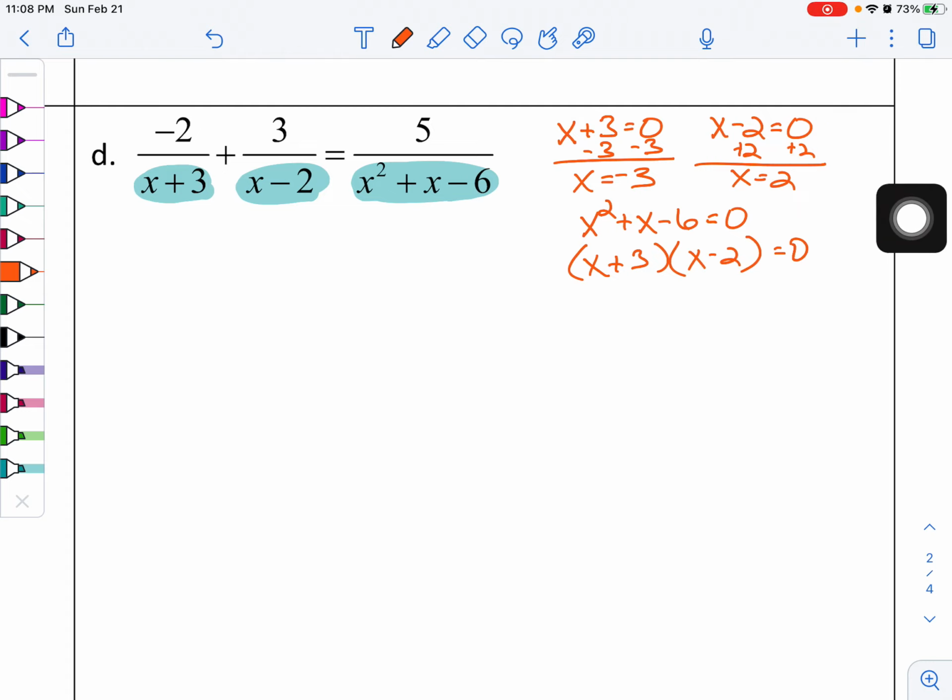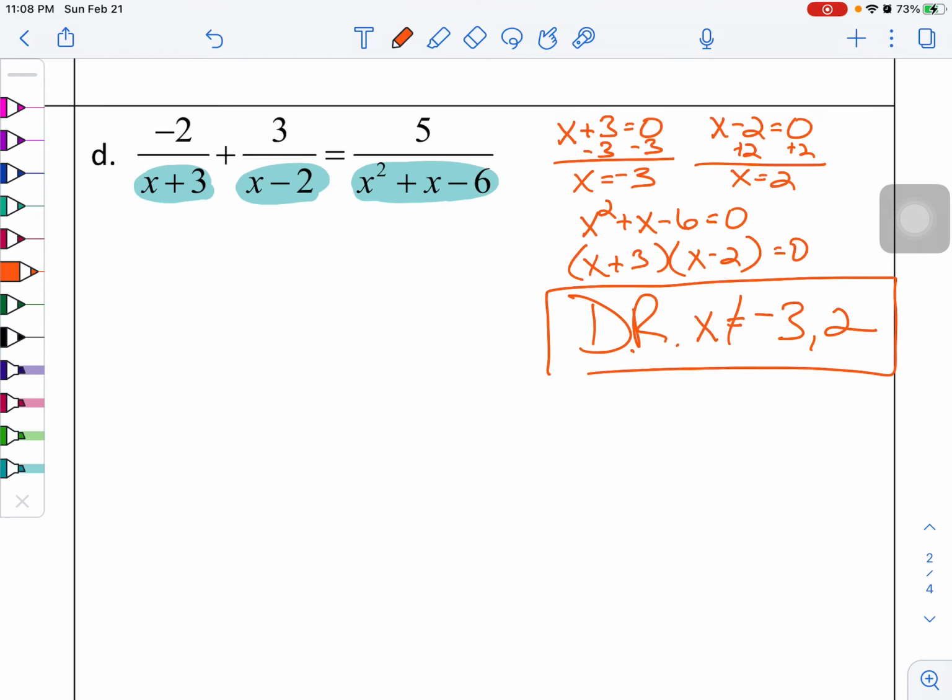This x plus 3 I've already dealt with here, and this x minus 2 I've already dealt with here. Now that won't always happen, but it's kind of nice when it does. So domain restrictions, x cannot equal -3 or +2. Those are the things that I would have to throw out of my domain. It's not possible for x to equal those, or else you'd get some denominators that are 0.